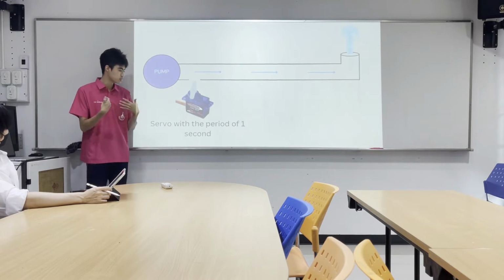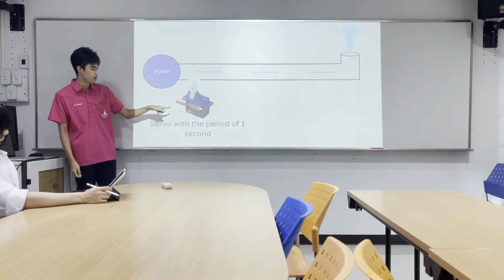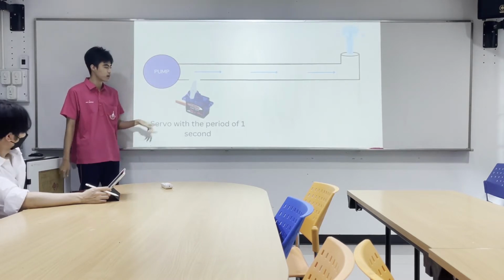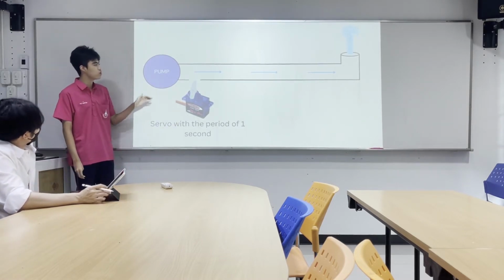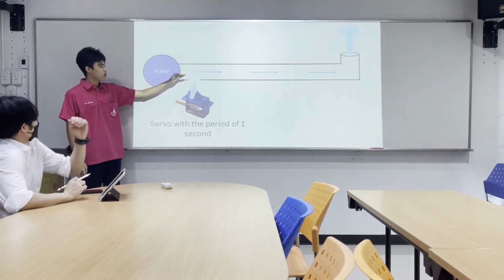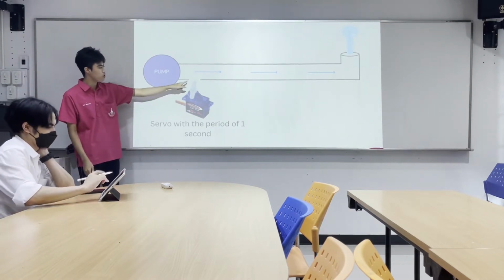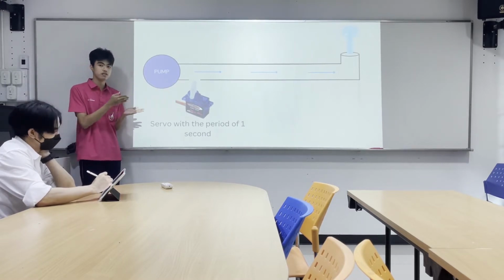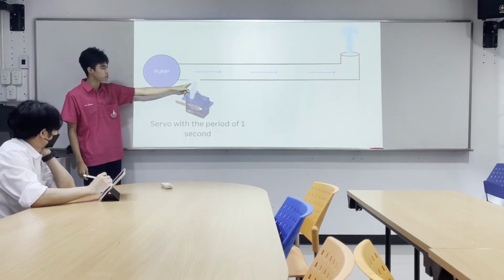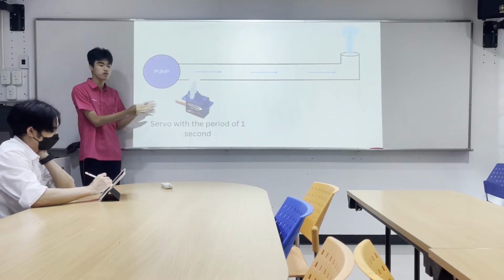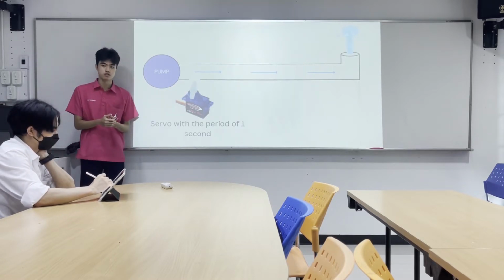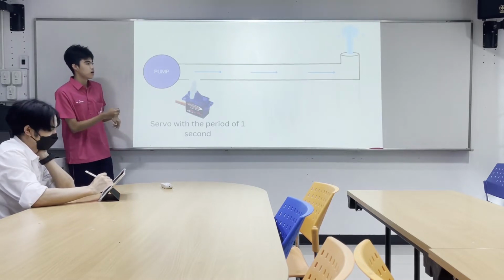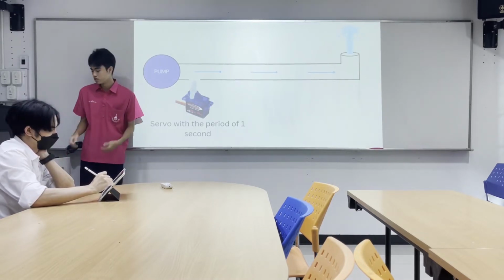So I decided to use the servo with a period of 1 second, because the human heart beats every 1 second, right? So I have to use a period of 1 second. When the water comes here, the part when the servo covers the hole, the pressure will be systolic pressure. And when the servo is out and not covering the hole, the pressure will be diastolic pressure. That's how I use it, and this is the mechanism of our pipe and simulation.